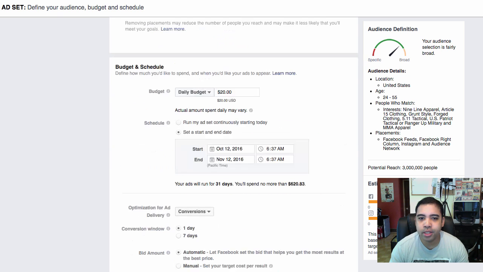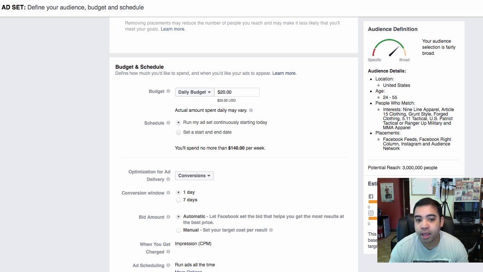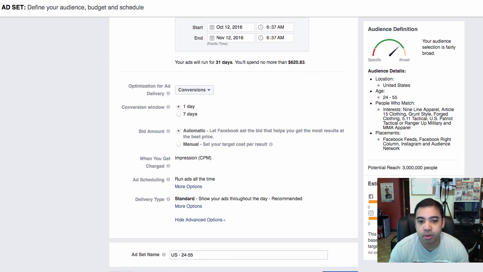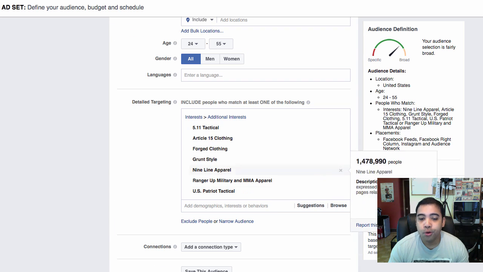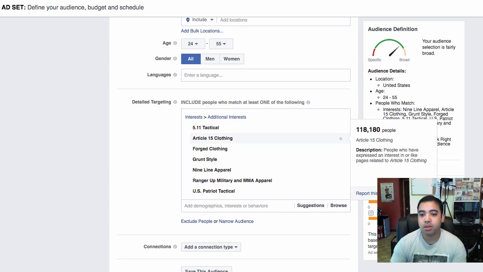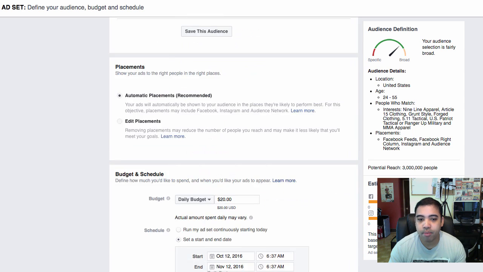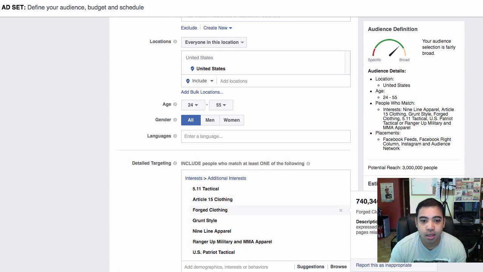And then your daily budget. Typically, I run the ad continuously, but you can set a start date and an end date, usually within a month. Conversion window is 1 day, and then you want to name your ad set so that you know who you're targeting, so it's organized. For example, in this one we're targeting a broad range, so you'd type in something like broad audiences, military, broad clothing audiences.